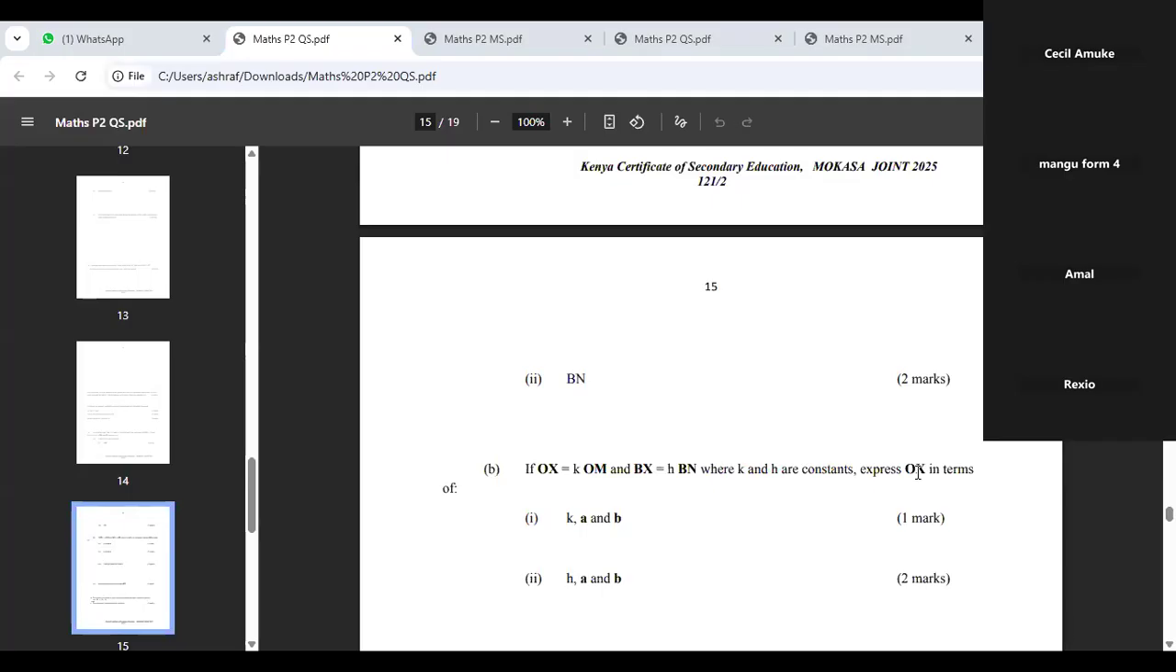Yes, Cecil? Unmute yourself. Yes? 2/3 AK plus a third BK. 2/3 AK plus a third BK. Good. And then let's also express it in terms of H, A, and B. In terms of H, A, and B, it will be what?